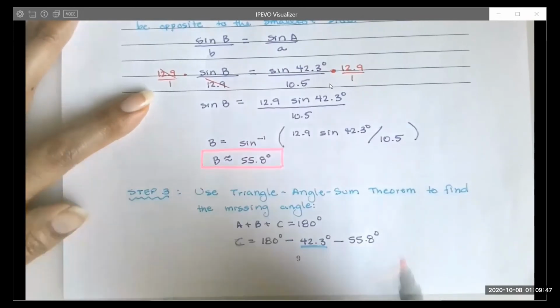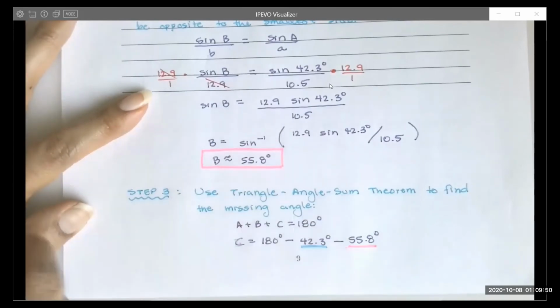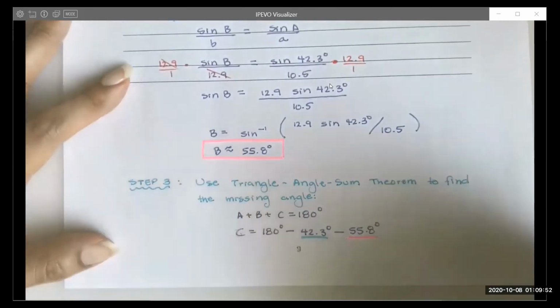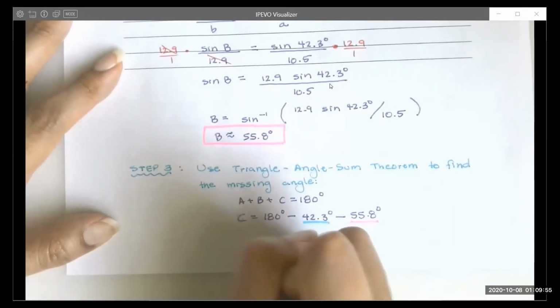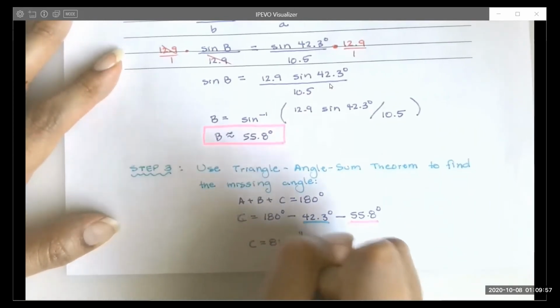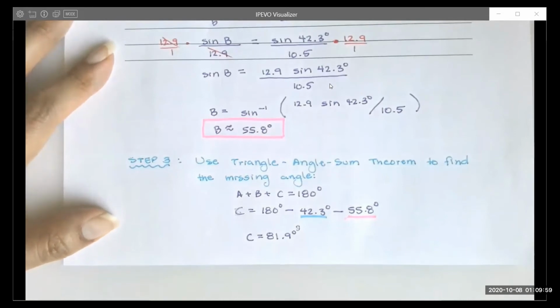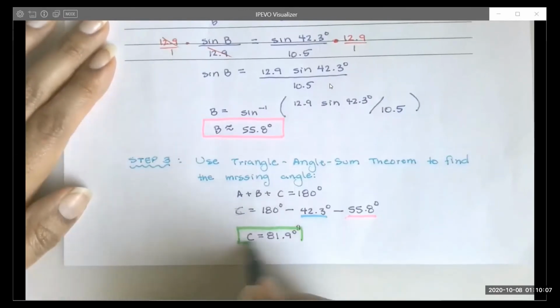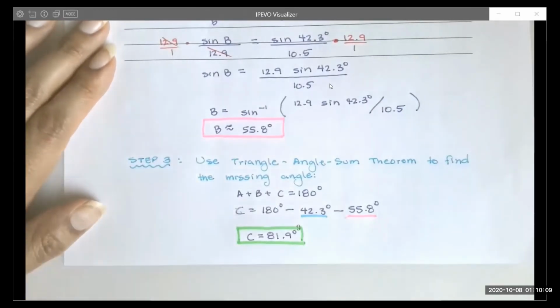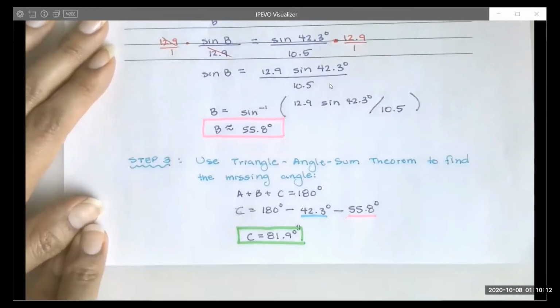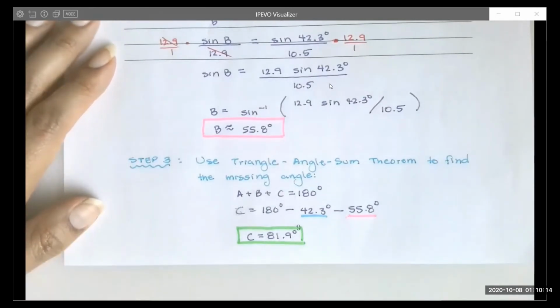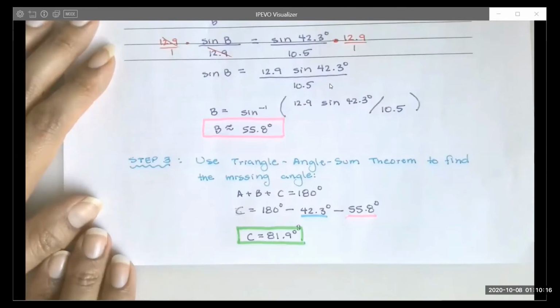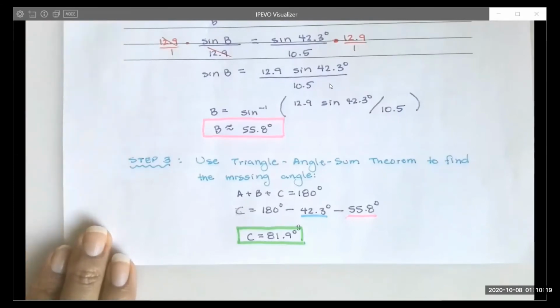And then if you punch it into your calculator, what do you guys get? 81.9? Awesome, thank you. 81.9. So that would be for C. And so in general, those are the steps that you can follow to solve a triangle that has the form side angle side.